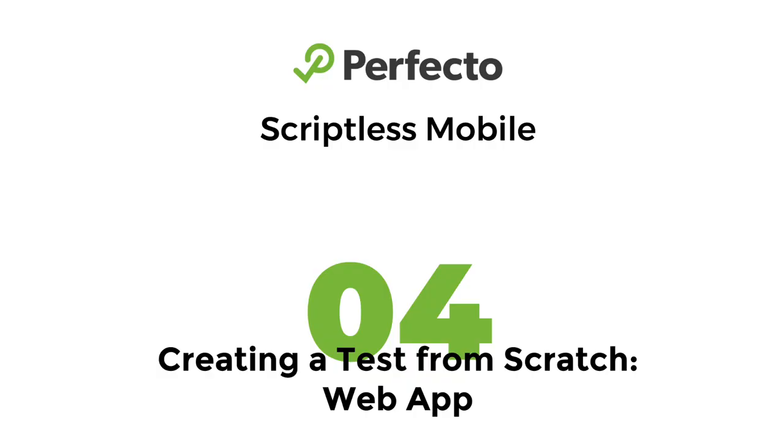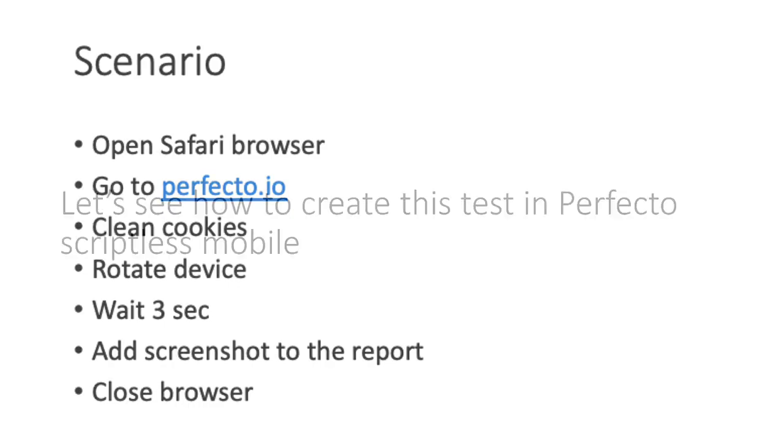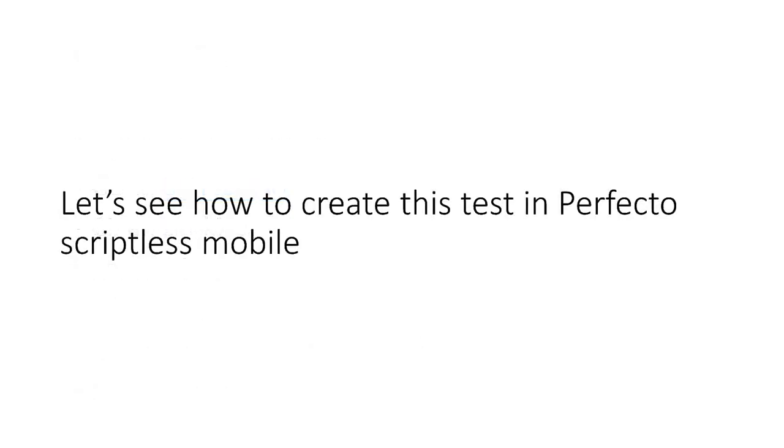In this video, we will learn how to create a test for a web application in the Scriptless Mobile tool from scratch. In order to demonstrate how to create a test from scratch, we will automate the following scenario. Open Safari browser and go to helpperfecto.io website, clean cookies, rotate the device, wait for 3 seconds, add screenshot to the report, and close the browser. Now let's see how to create this test in Perfecto Scriptless Mobile.